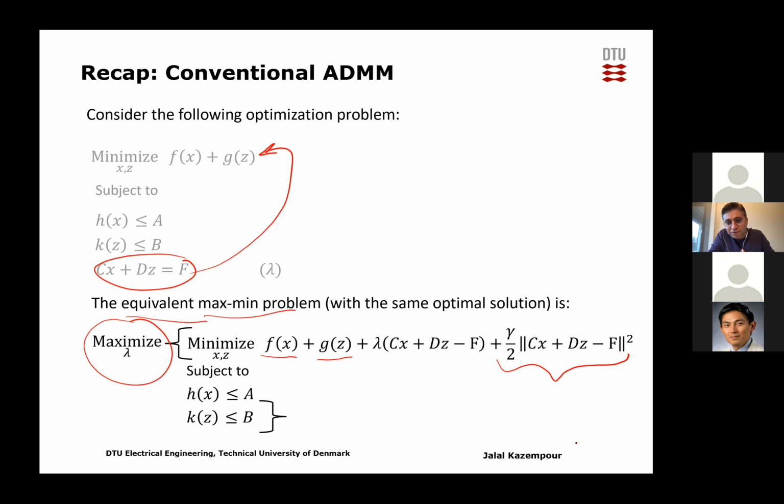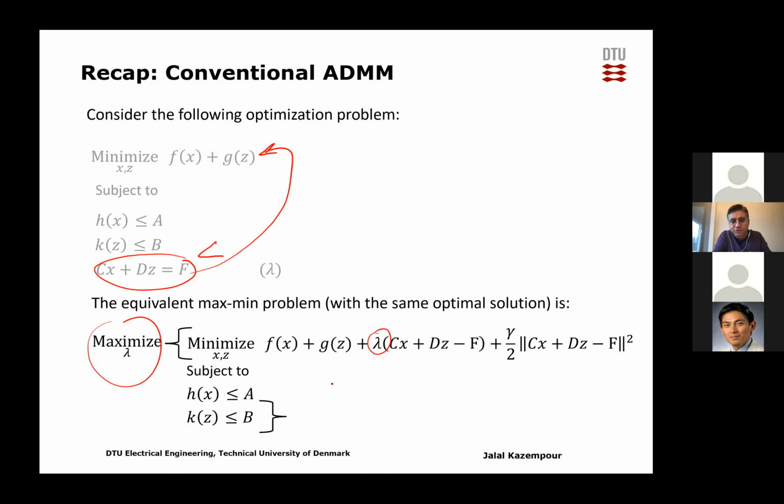It changes the problem, but the optimal solution will be unchanged because at the optimal point, we know that the value of this term will be equal to 0. It comes from our original equality constraint. So we added this penalty term as a regularizer, and it makes our original objective function continuously differentiable. Then we said that this problem is equivalent to our original problem at the optimal point, but it's not decomposable, first, because of this maximization operator.